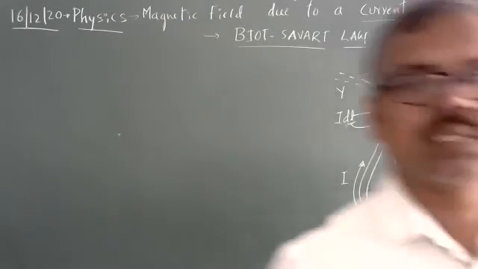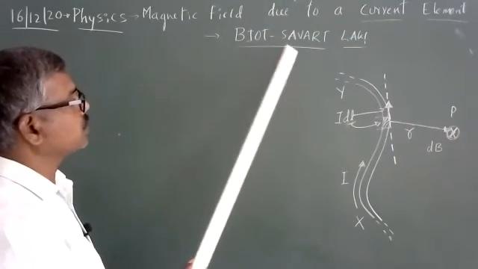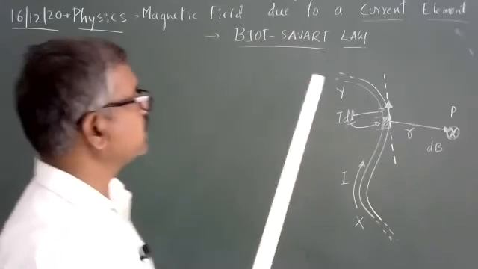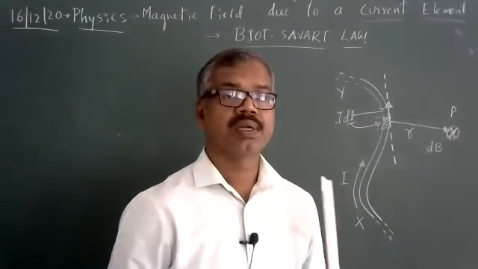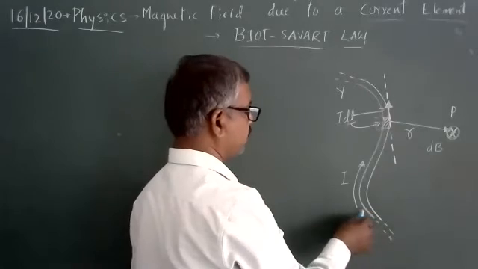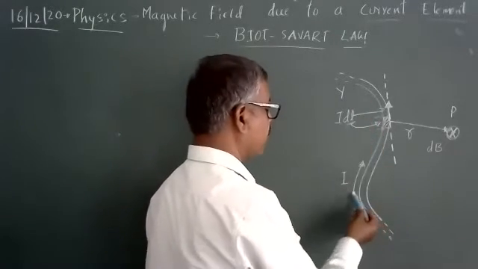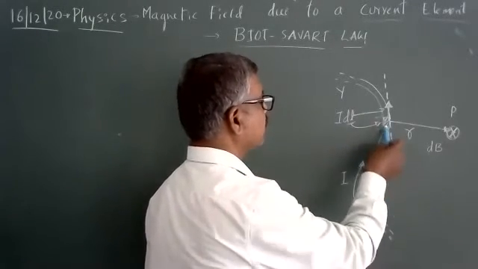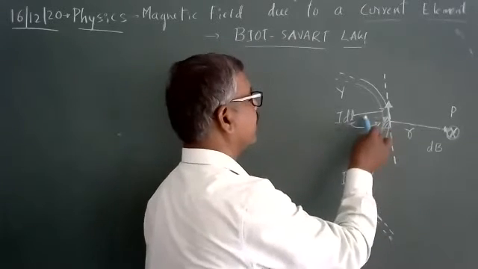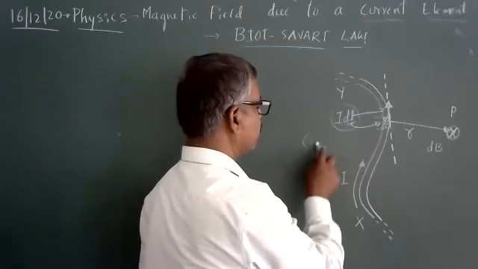Today we'll have a small discussion on the magnetic field due to a current element, which is called Biot-Savart's law. Biot and Savart observed that whenever current flows in a wire, consider a small part of it, called XY, and current flows in this direction. Consider a small element dl where the current is I. Together it is called a current element.